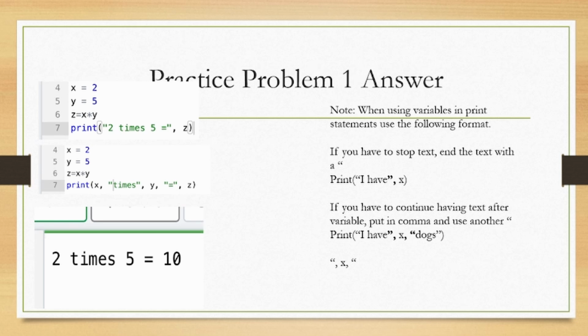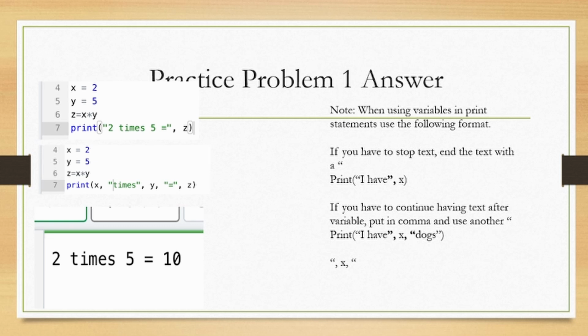This can be done in multiple different ways. The fun thing about Python is that in a lot of cases you can do it in many different ways and you'll get the same outcome. Some ways are more efficient than others, but it doesn't matter too much. So I set x equal to 2, y is equal to 5, and z equal to x times y. So x is 2, y is 5, so 2 times 5 is equal to z. So z is equal to 10.